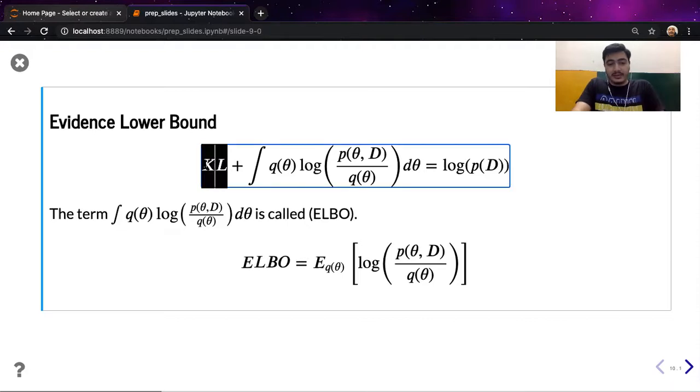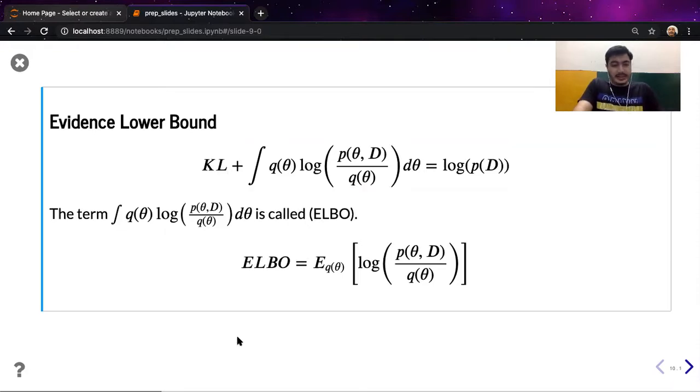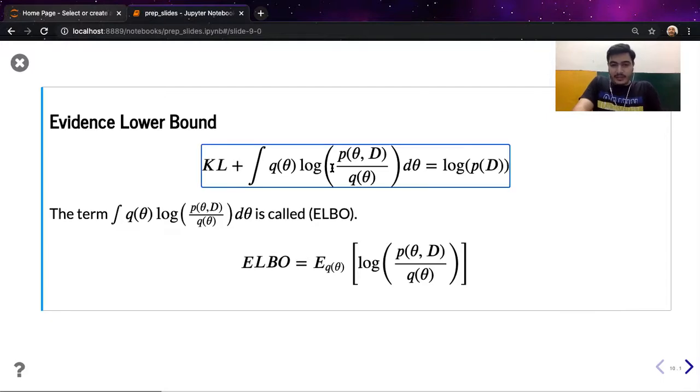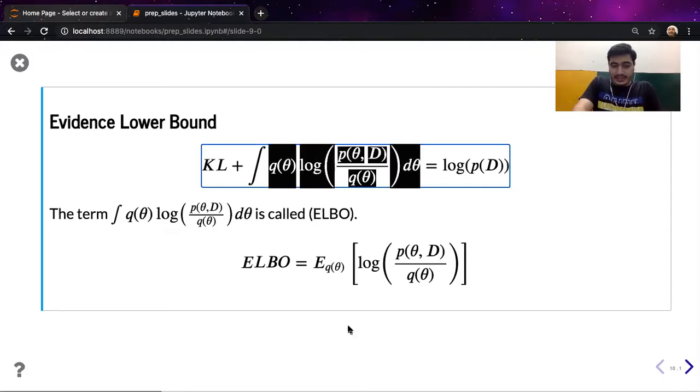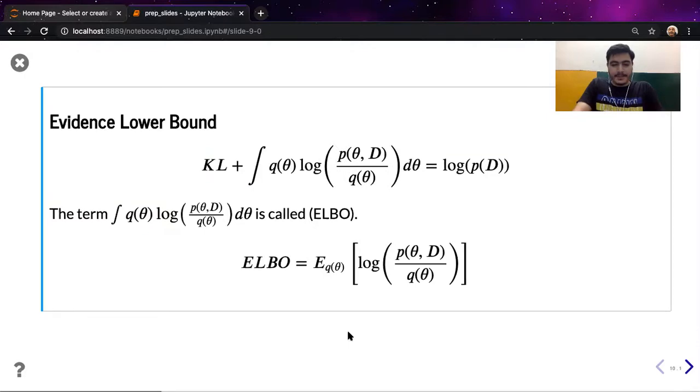Earlier we were discussing that we do need to minimize this KL term, but minimizing this KL term is equivalent to maximizing this ELBO because the right hand side is constant. So we have redefined our objective from minimizing the KL term to maximizing the ELBO term. So that's what we're going to make use of in TensorFlow and define our ELBO objective.